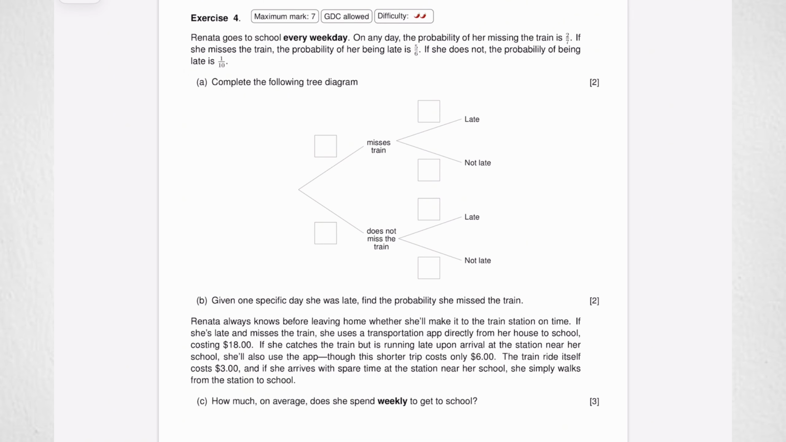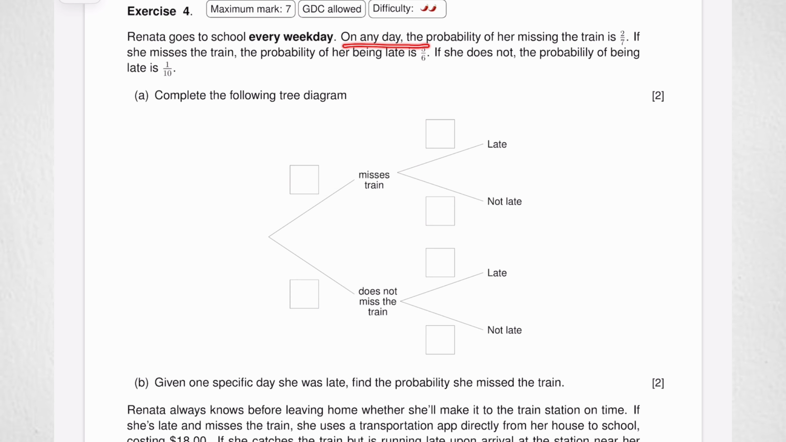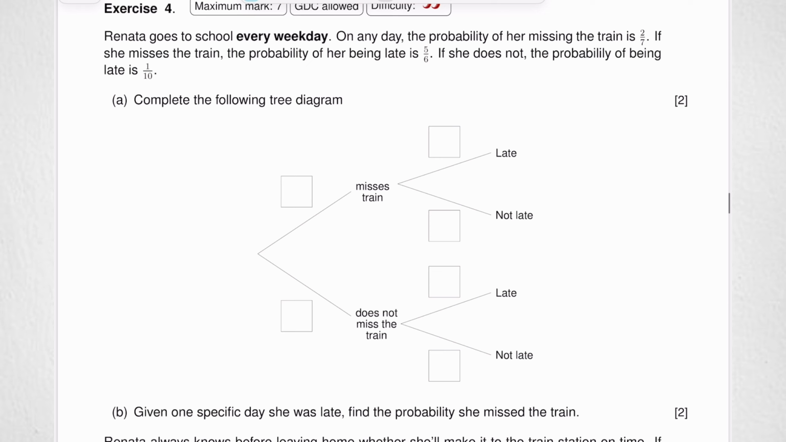All right, so on to a probability question that might look a bit confusing, so hopefully we get to clear things up right now. So here's the situation. Hinata goes to school every weekday, so 5 days a week. On any day, the probability of her missing the train is 2 over 7, something that we can already fill out in our diagram. So missing the train is 2 over 7.